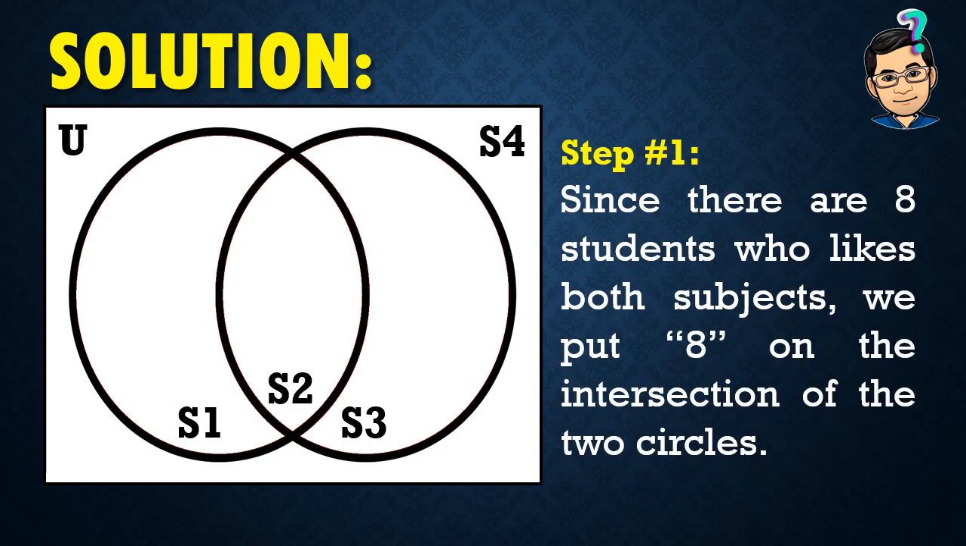So, after nating madrawing yung Venn diagram, ang susunod na step natin, since there are 8 students who like both subjects, we put 8 on the intersection of the two circles. So, may mga problems na naka-indicate na yung intersection ng dalawang sets. So, on the given problem, nakabigay naman yung kung ilang students ang parehong may gusto ng math and science, and that is 8. And then, ilalagay natin yung 8 dun sa pinakagitna.